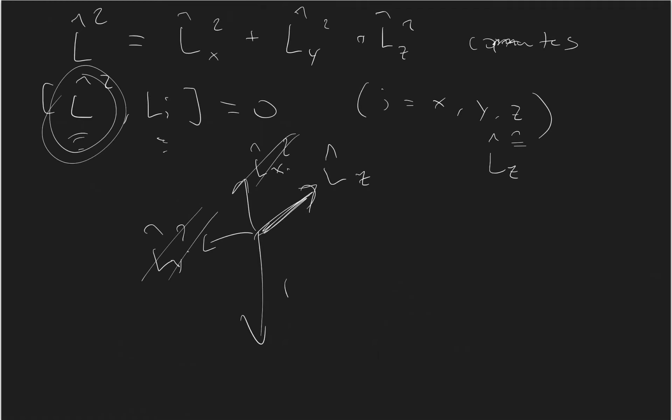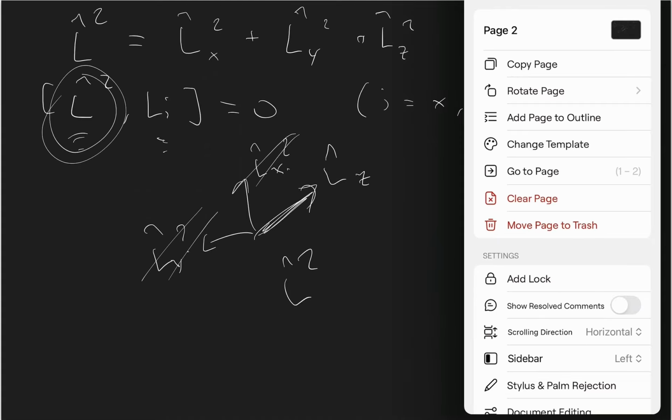We don't know anything about these, but we can know L hat squared, okay? That's very important. We can know the final length. I just want to make that very clear. And so in spherical coordinates, let's look at what this particularly means for a single particle.